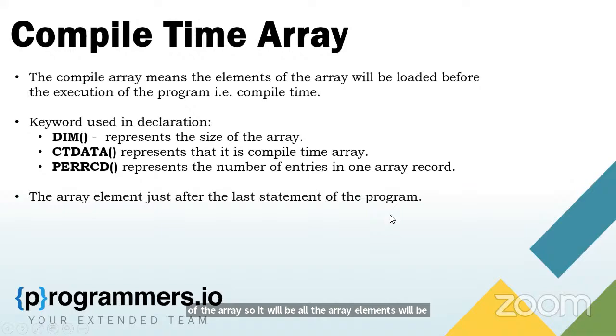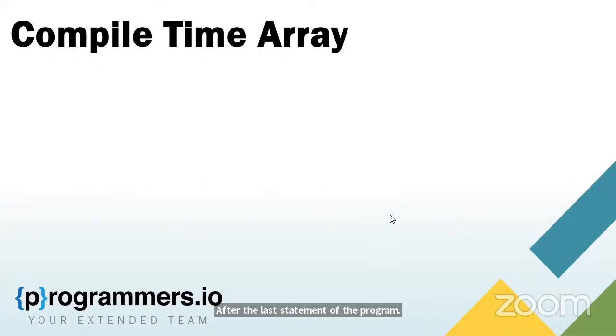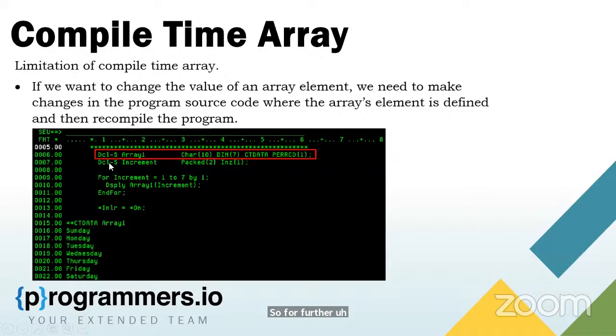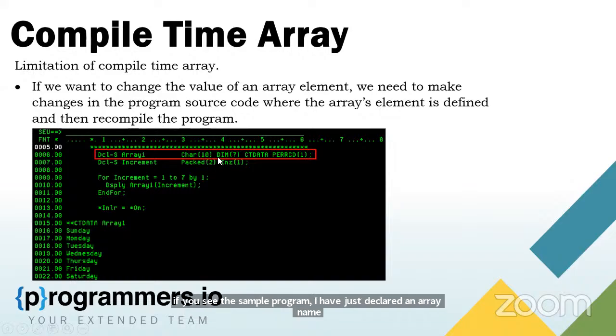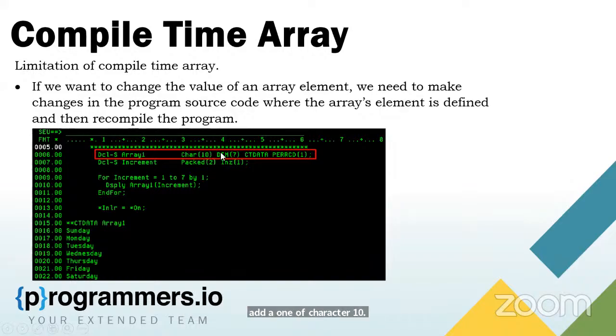For further understanding, we can see the sample program. In the sample program, I have declared an array named array1 of character 10. In the keyword section, I have declared dim, which is the size of the array, so that means it will have 7 values in it. Then the second one is CT data, which represents that this array is a compile time array. And the third one is per record, which represents that the number of entries in one record will be only one.